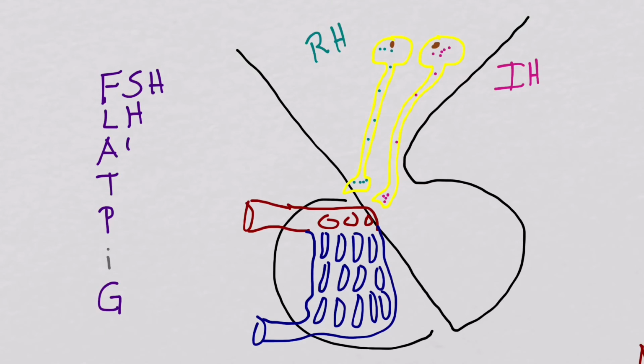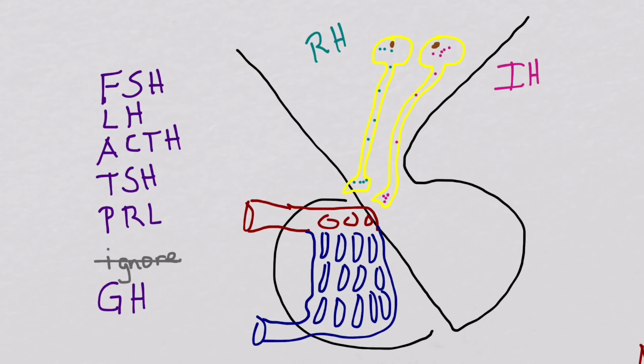First you have follicle-stimulating hormone, then luteinizing hormone, and then adrenocorticotropic hormone, then thyroid-stimulating hormone, then prolactin, and then the I, you just ignore it, and then G is going to be growth hormone. We'll finish with a very brief overview of these hormones.